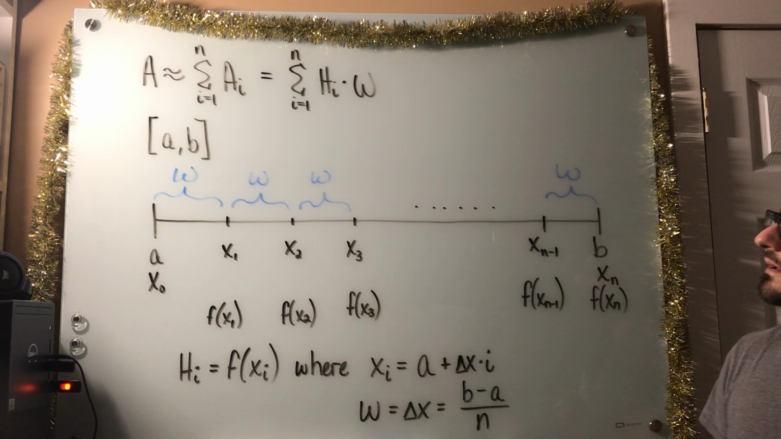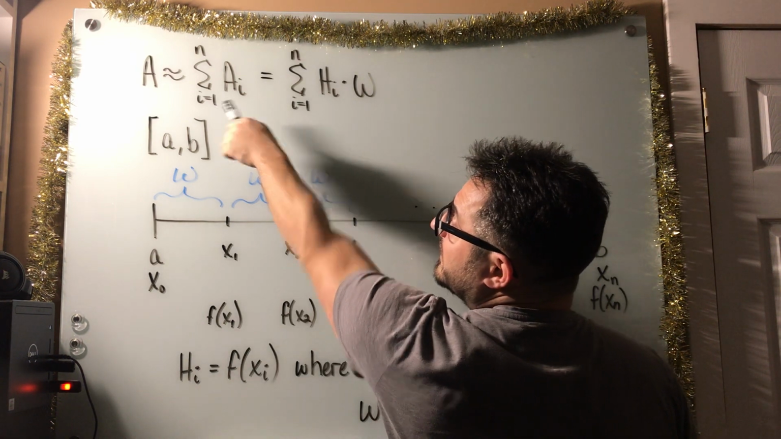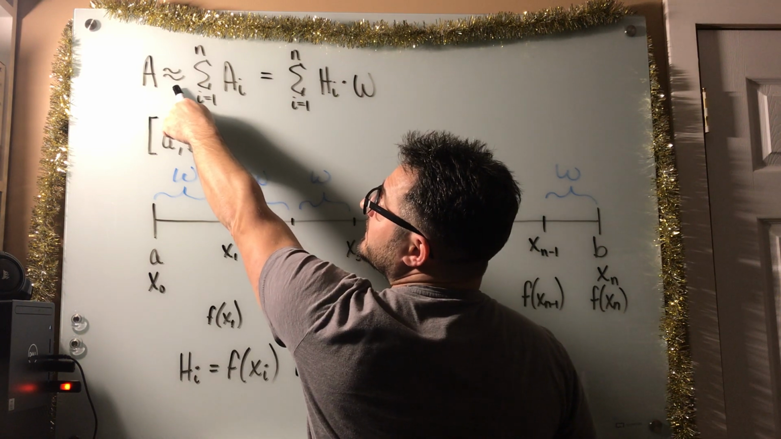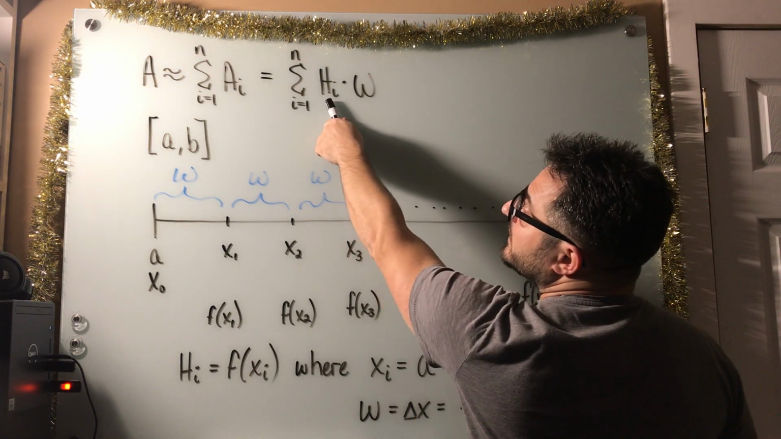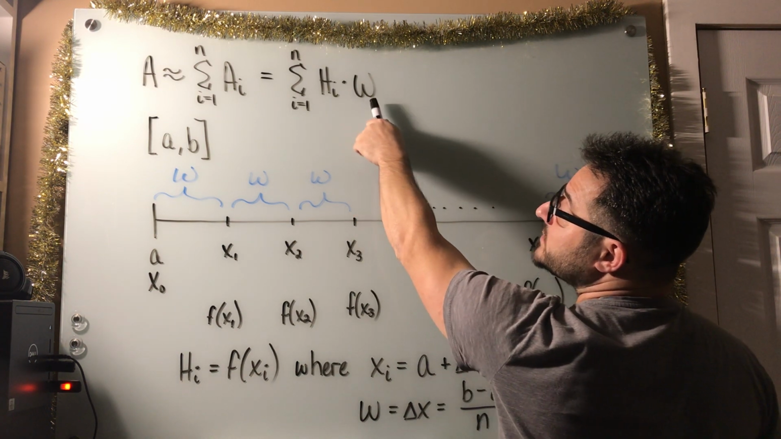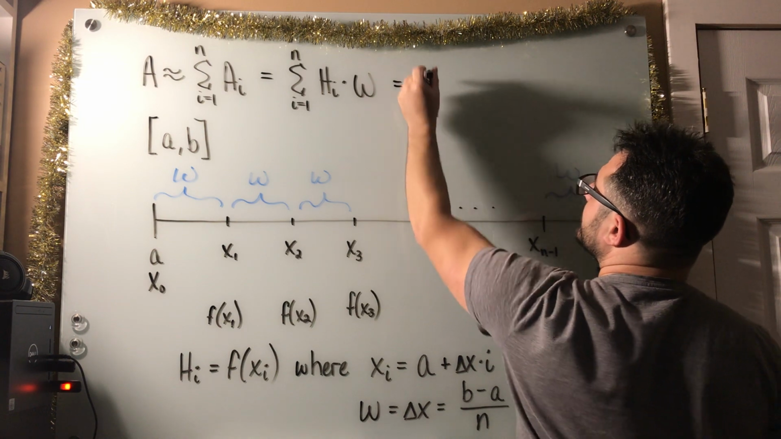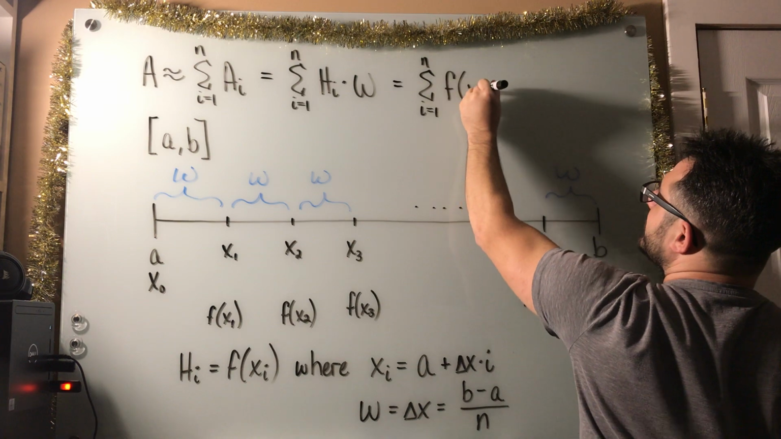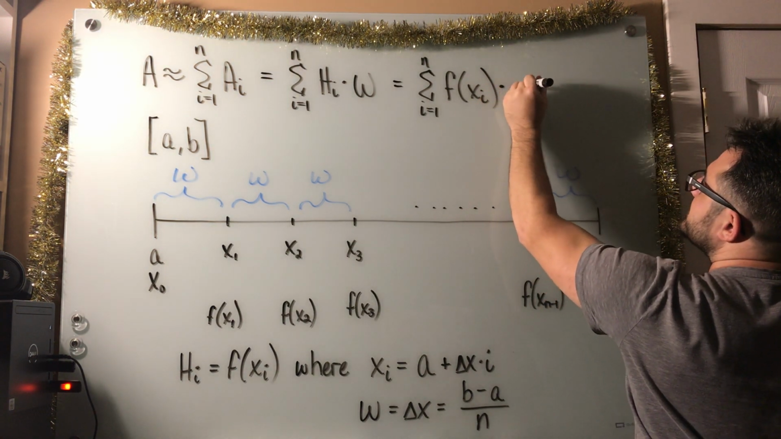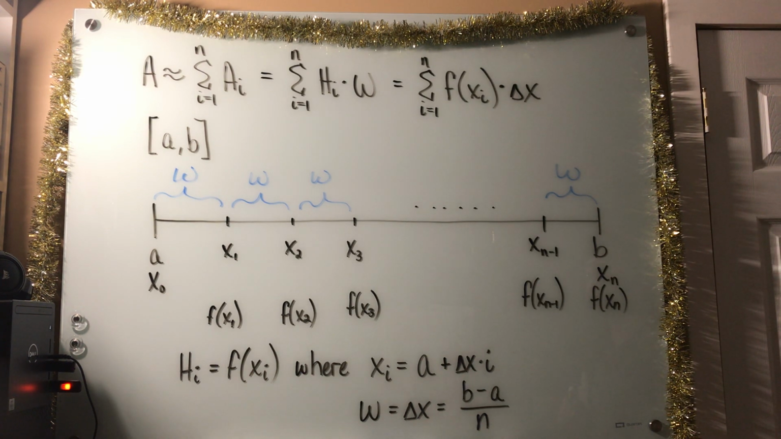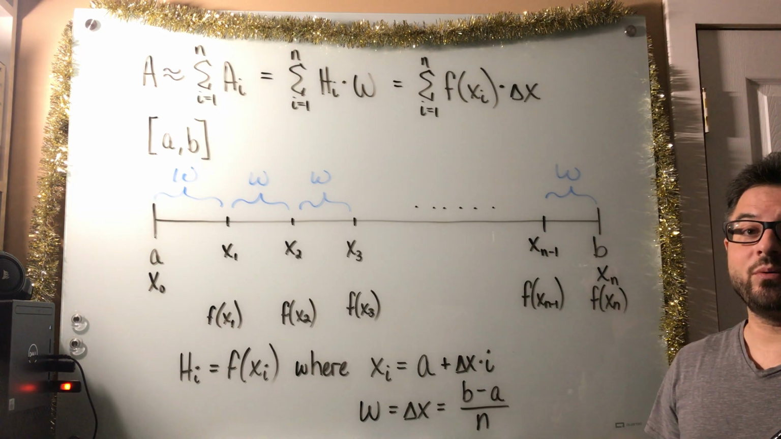So, conclusion statement. The area of an irregularly shaped region can be approximated by adding up the areas of n rectangles whose areas are calculated by the height times the width, where the height is the output value at the right endpoint of the ith subinterval times delta x, where delta x and x sub i are given by these two formulas here. This is called a right endpoint Riemann sum.